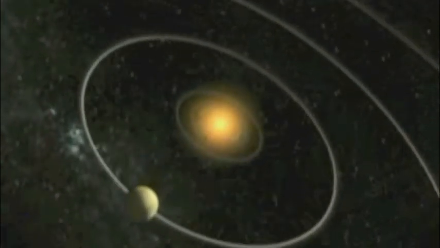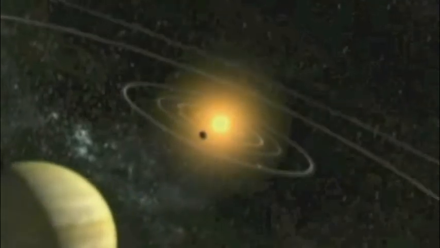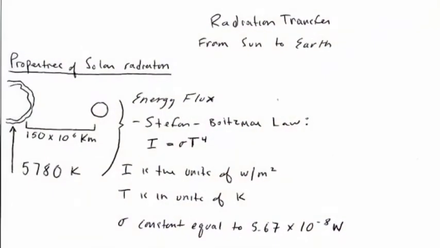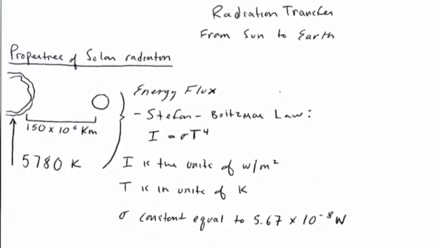The Sun is located at the center of our solar system, at a distance of 150 times 10 to the 6th kilometers from Earth. With a surface temperature of 5,780 Kelvin, the energy flux at the surface of the Sun is approximately 63 times 10 to the 6 watts per meter squared. Properties of solar radiation.